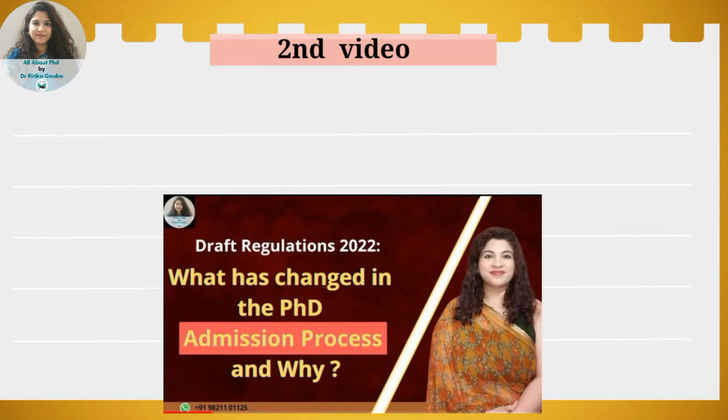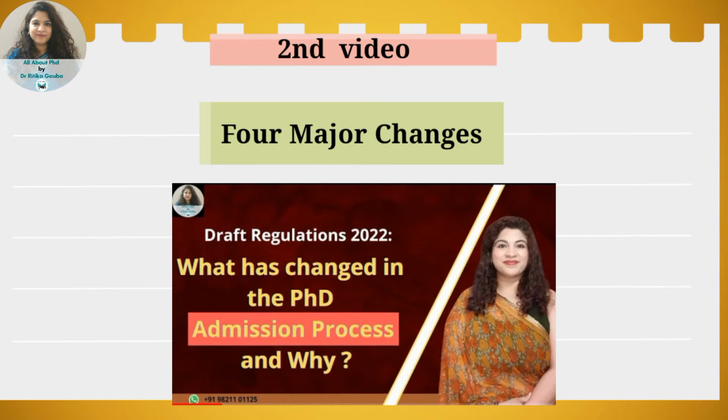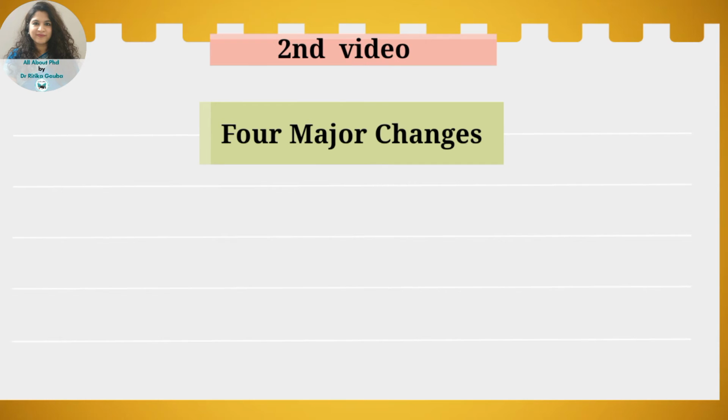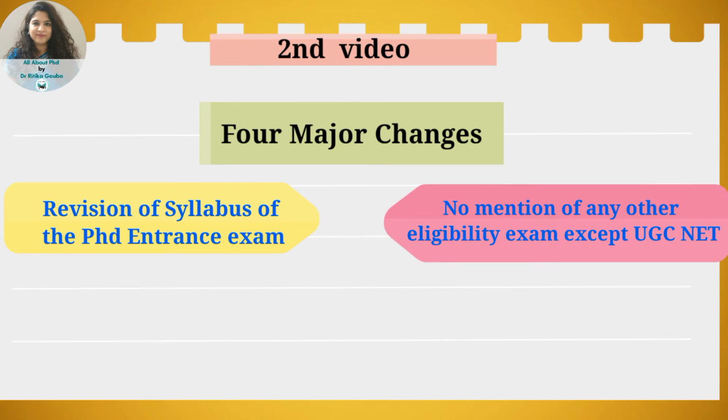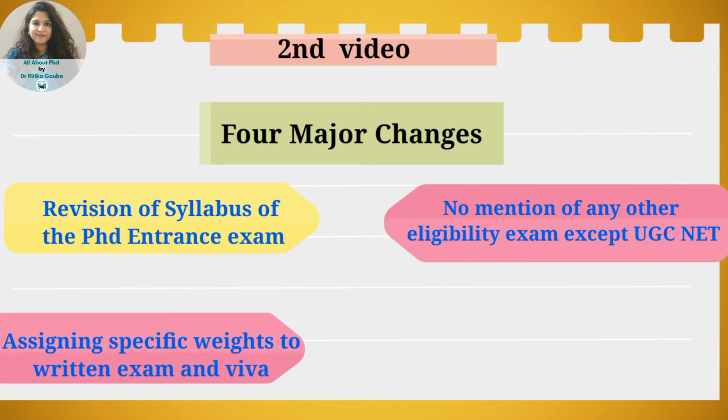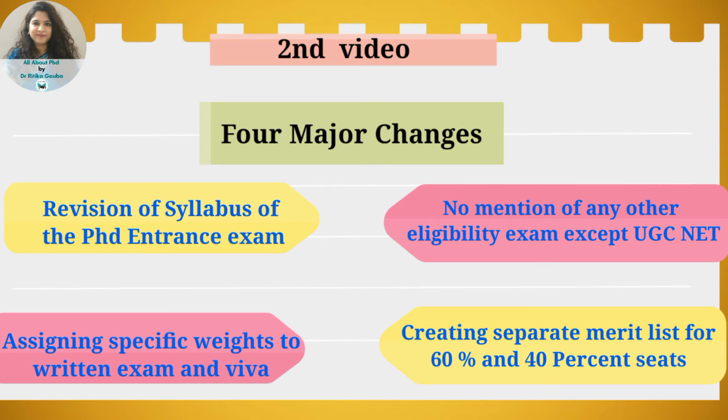In the next video, we discussed 4 changes. All these 4 changes focused on your admission process. In that video, we discussed how the entrance examination pattern has changed. We also told you that there is no mention of any other eligibility examination except UGC NET in the new regulation. Then we told you that fixed weights have been assigned to the written examination and viva. And in the last change, we told you how universities would now have to create separate merit lists for the 40% seats and for the 60% seats.